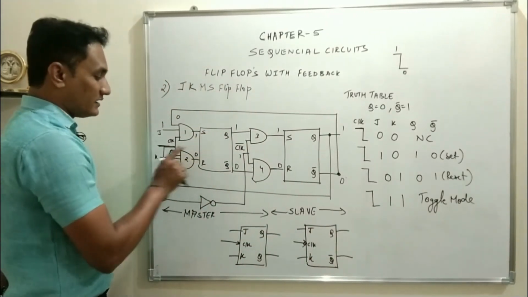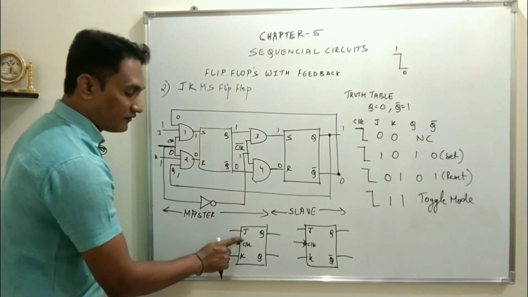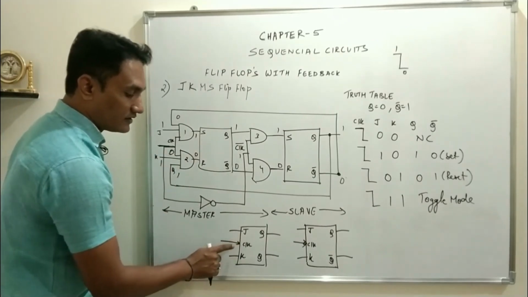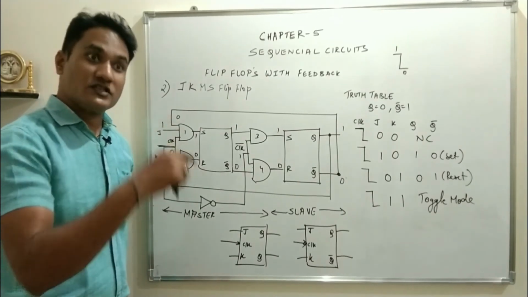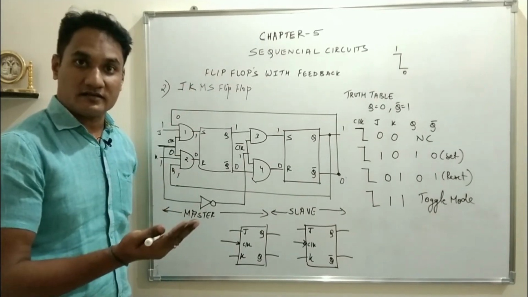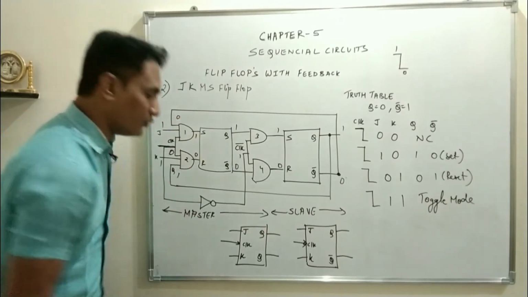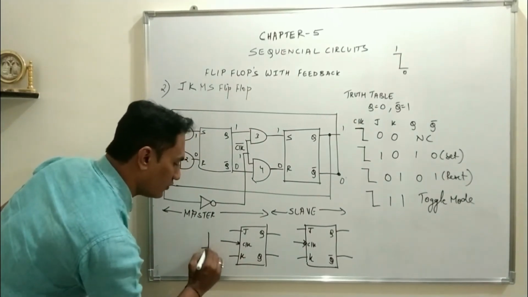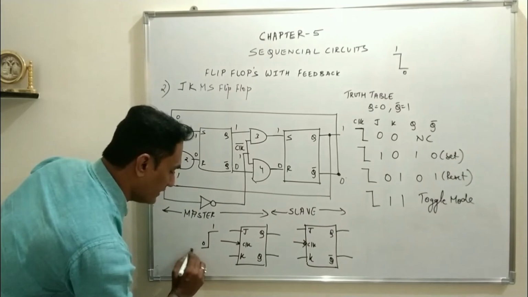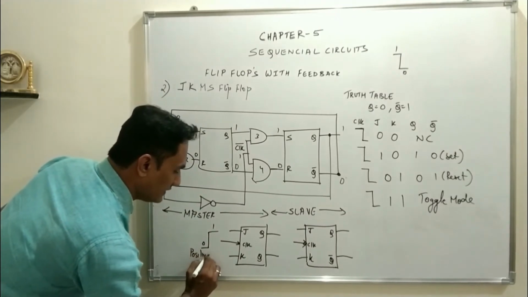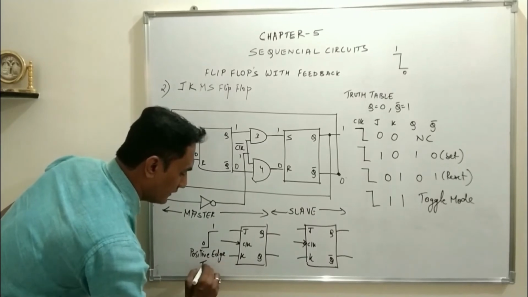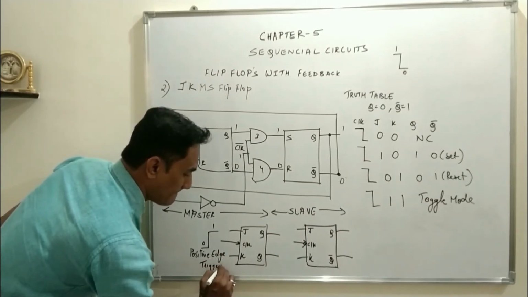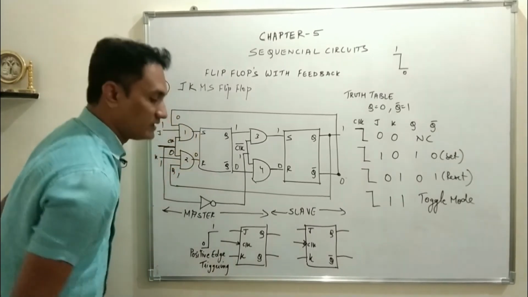Now what you can see is in JK flip-flop, when the clock is 0, the circuit was deactivated. So when the clock goes from 0 to 1, only then the circuit is activated and the input will be transferred to the output. So output changes when the clock goes from 0 to 1. It is called as positive edge triggering.